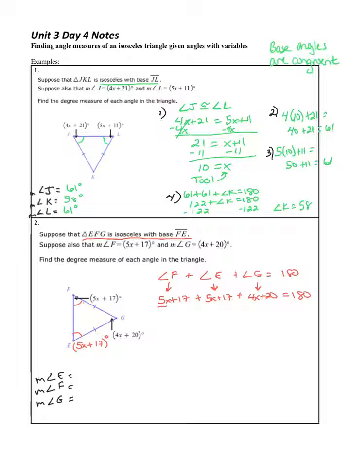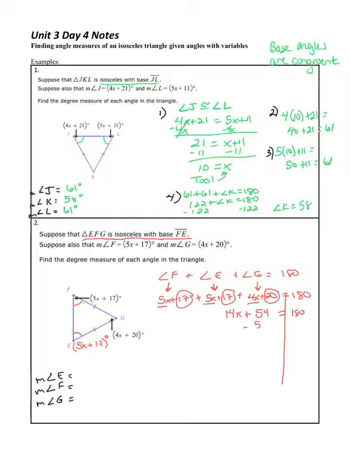Now we're going to combine like terms. Some of you forget, because my x's are on one side of the equal sign, all I'm going to do is add them together. 5x plus 5x plus 4x is 14x. Plus, now I'm going to add my integers. 17 plus 17 is 34 plus 20 is 54. So 14x plus 54 equals 180.